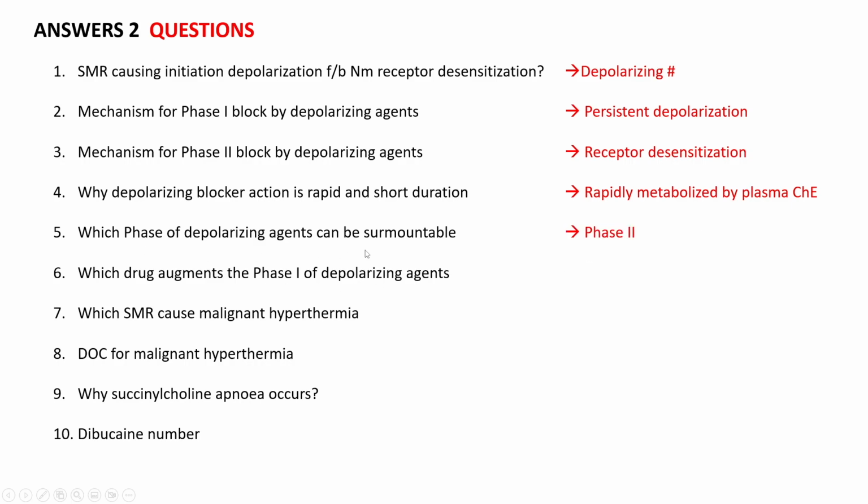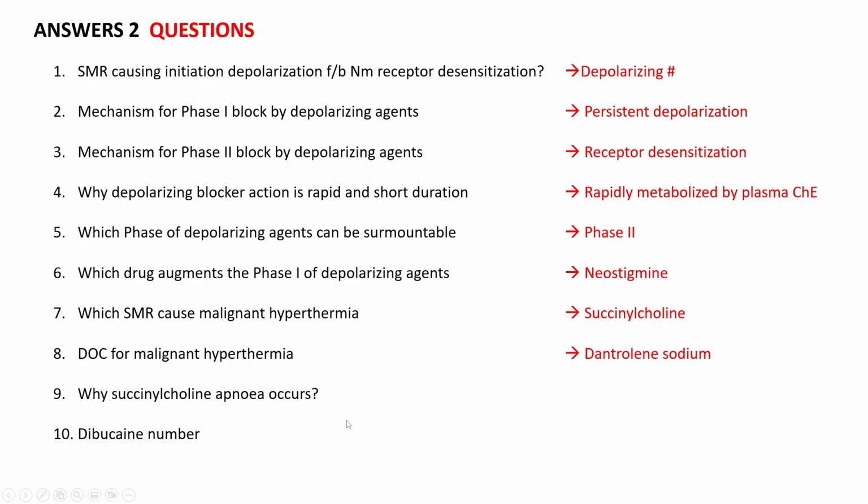Which phase of a depolarizing agent can be surmountable? Only phase 2, because phase 2 can be reversed by giving neostigmine. The drug which can augment phase 1 of the depolarizing agent is neostigmine. Which SMR can cause malignant hyperthermia? It is succinylcholine. And which drug is used for the treatment of malignant hyperthermia?